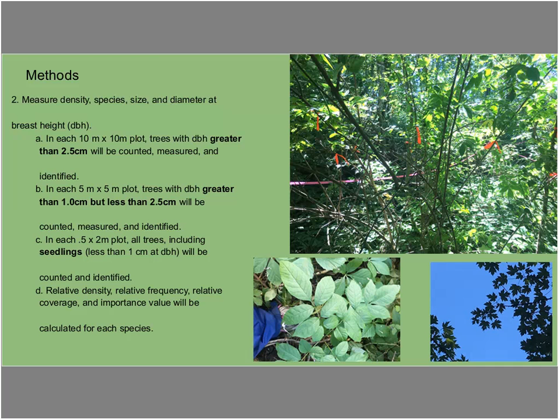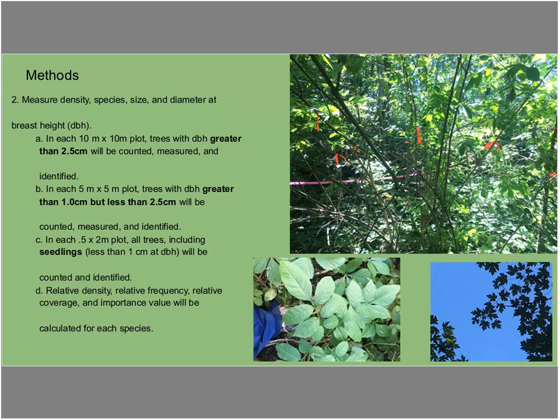And then finally, in the smallest plot, we measured seedlings that were less than 1 centimeter in diameter at breast height. And those ones we just counted to see how many there were. We didn't necessarily measure their diameter because they're very small. So from that data, we calculated relative density, relative frequency, relative coverage, and the importance value.